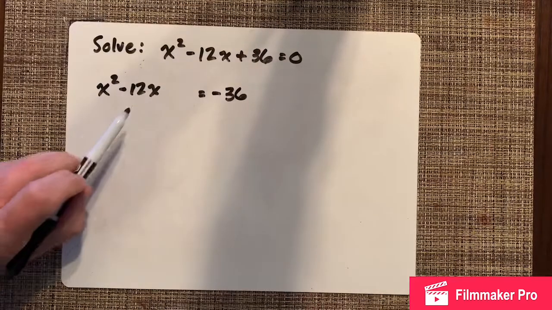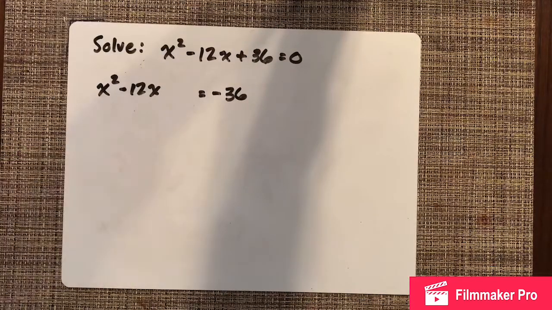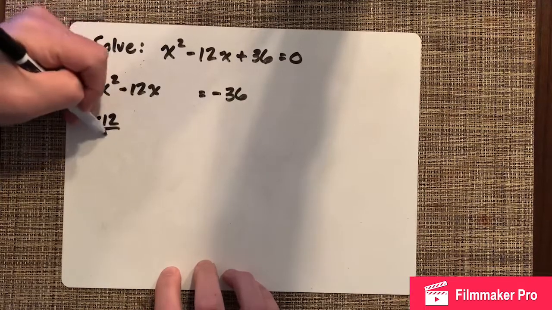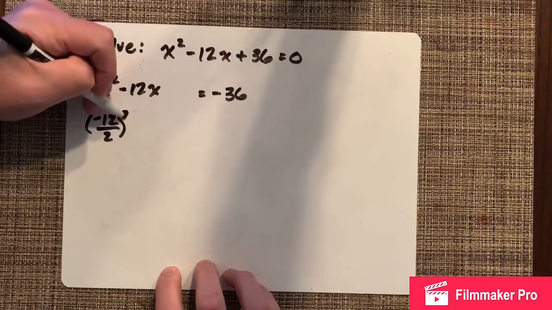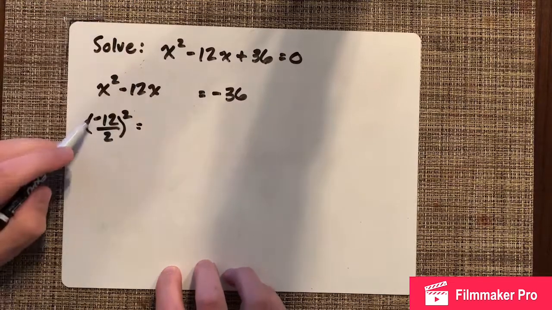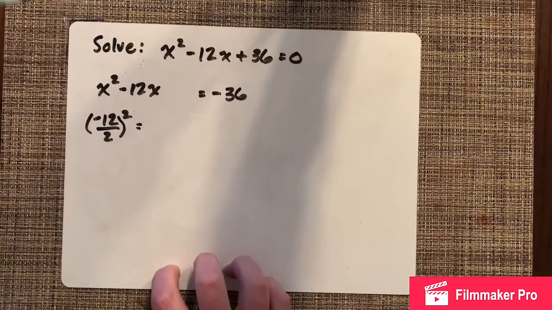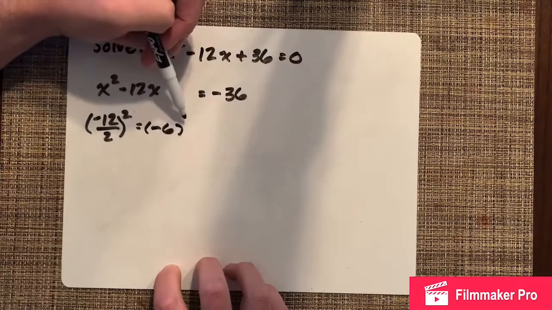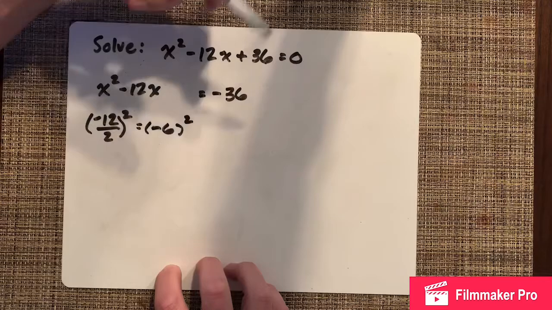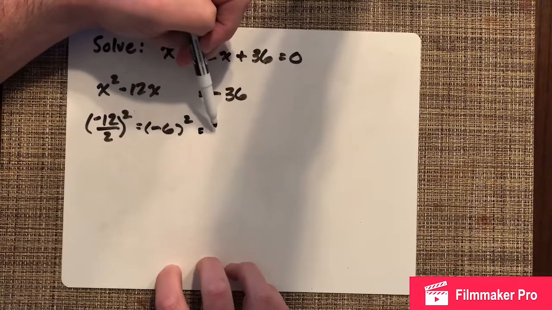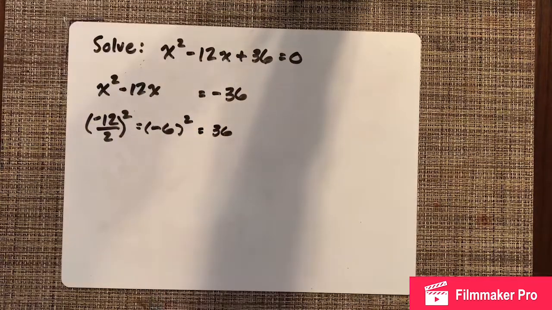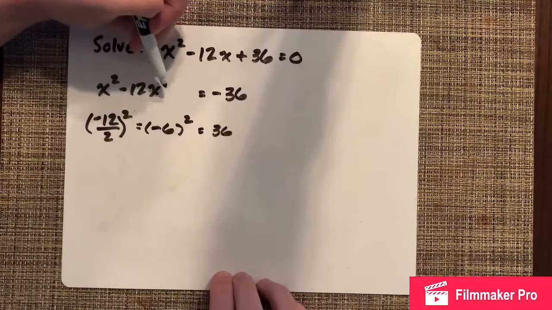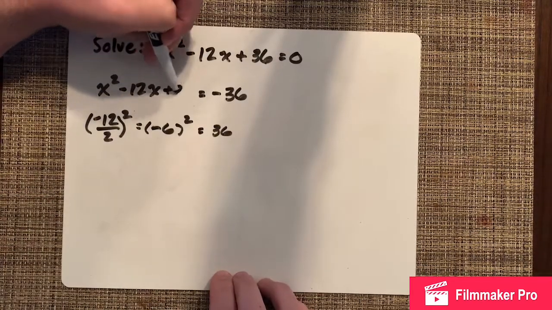All right, so what I'm going to do now is take that negative 12. I'm going to take half of it and then square that. Well, negative 12 divided by 2 is going to be negative 6. Negative 6 squared is 36, which is interesting. So that's the number that's going to go right there that we used to call k. So plus 36.